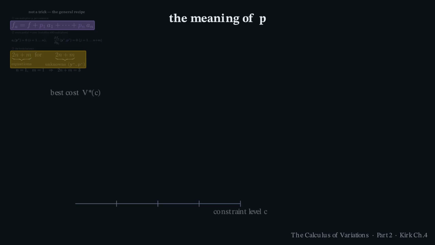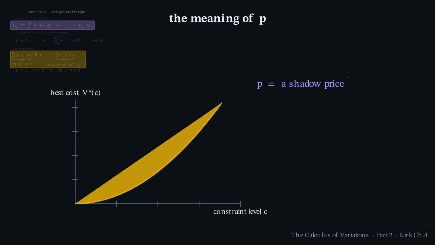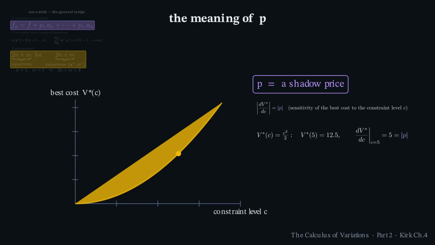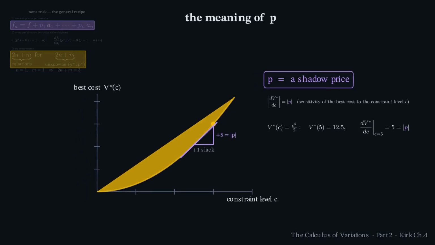Now why should a trader care? Because of what that multiplier means. The number p is a shadow price. It tells you how much your best possible cost changes if you loosen the constraint by 1 unit. Make it concrete. Our best cost was 12.5 at budget 5. Now relax the line a little, letting x1 plus x2 be slightly more than 5. The best cost rises at a rate of 5 per unit of slack, and that 5 is exactly the size of our multiplier p. The multiplier is the price of the constraint.